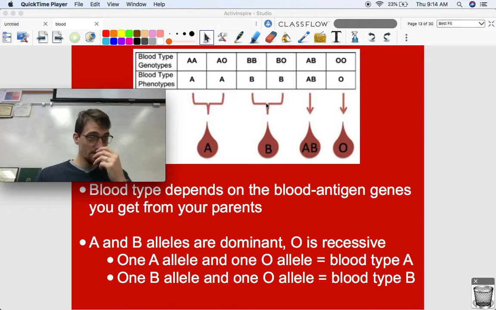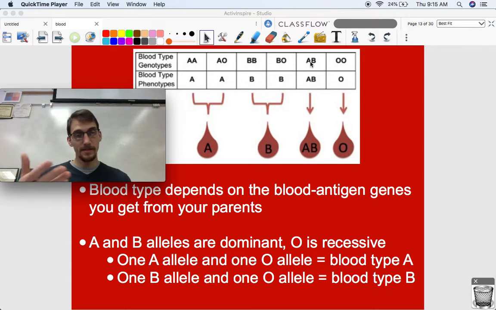So that's what I mean: A and B alleles are dominant while O is recessive. Because if you have one or the other, that's what's going to be expressed on your blood cells, right? So that's what makes B and A dominant. All right, A and B, if you have them both together, they're both dominant, right?